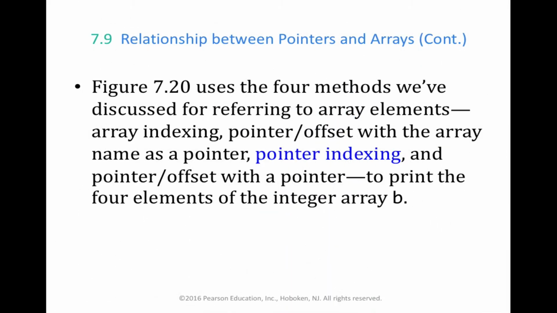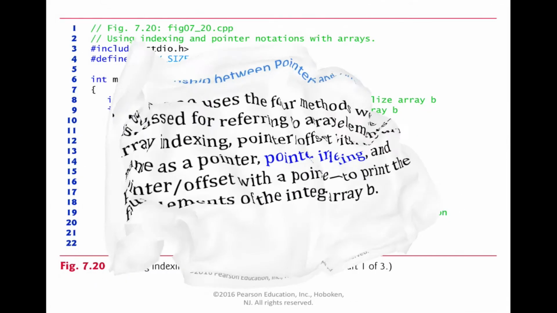We are going to look at another program here. We're going to use the 4 methods we've discussed for referring to array elements: array index, pointer offset with the array name as a pointer, pointer indexing, and pointer offset notation with a pointer, to print the 4 elements of the integer array b. So let's take a look at that program.